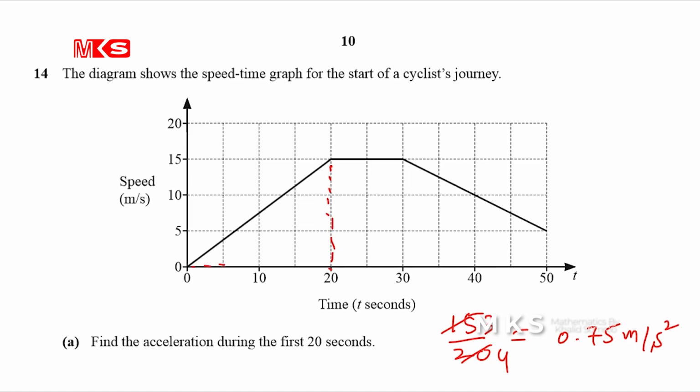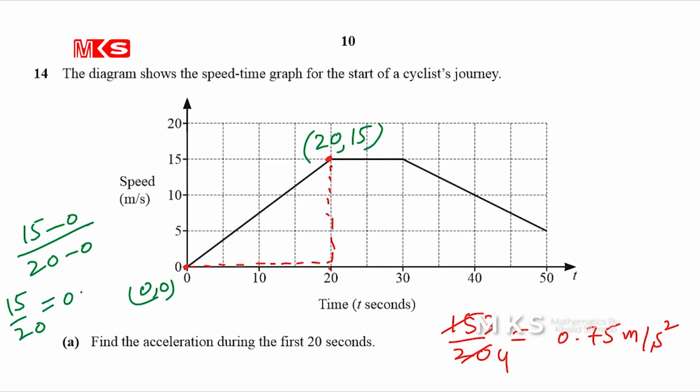This is one way. The other way is, in a speed-time graph, acceleration is the gradient. So basically rise is y2 minus y1 over run is x2 minus x1. If you take any two points from this graph, that is 20 and 15, and the other one is 0, 0. So y2 minus y1, 15 minus 0, over 20 minus 0. Again we will get 15 over 20.